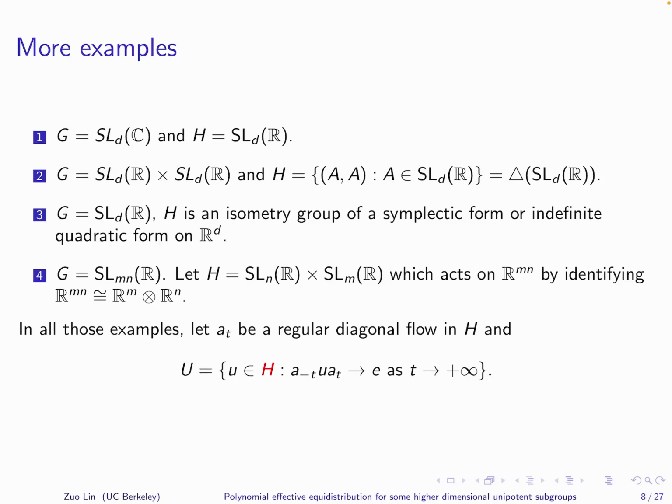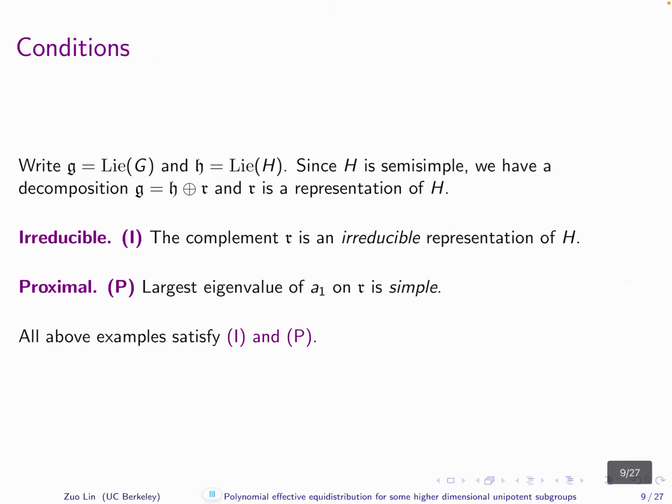Okay, so let me now pose some conditions. I'll always use this math frak letter to denote Lie algebras for corresponding Lie groups. So in this setting, I have a larger group G and a smaller group H, and H is semisimple.